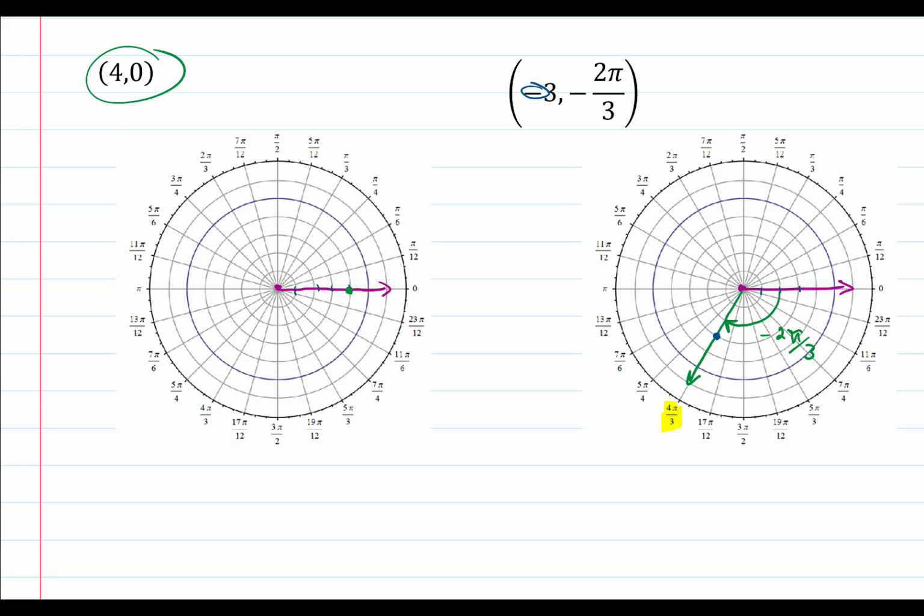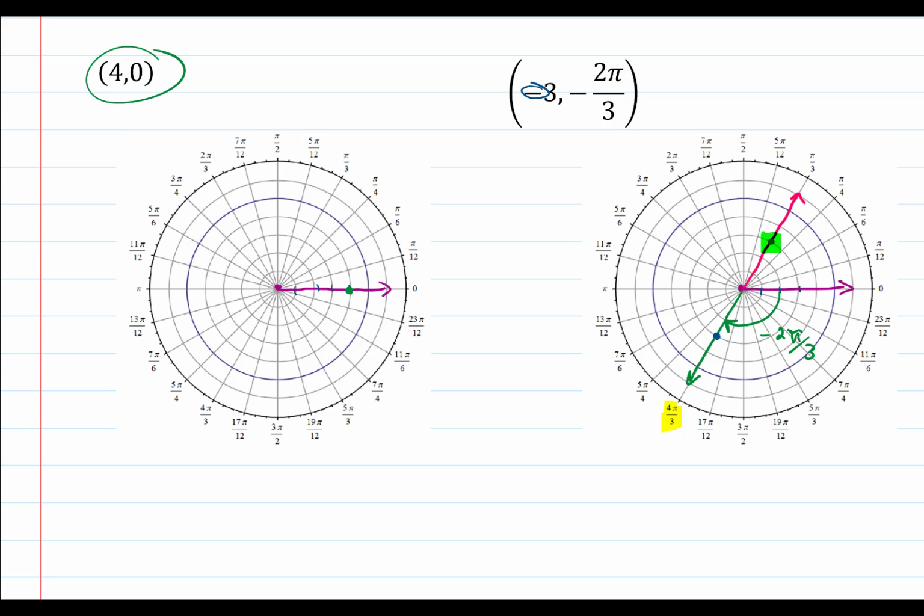What that negative represents is a reflection across the pole. So I'm not done. What that means is I'm going to reflect the terminal side of my angle across the pole. I'm going to do this in my bright pink color. So that means that the terminal side would actually now be at pi over 3 instead of 4 pi over 3. It also means I'm going to reflect the point across the pole, so it's going to be 3 units in the other direction along this new terminal side.